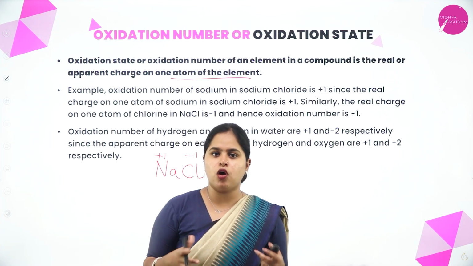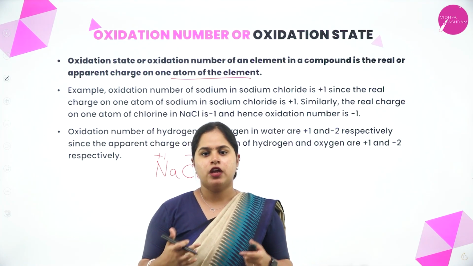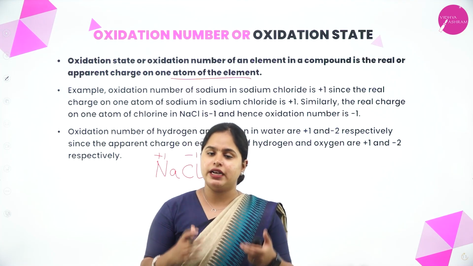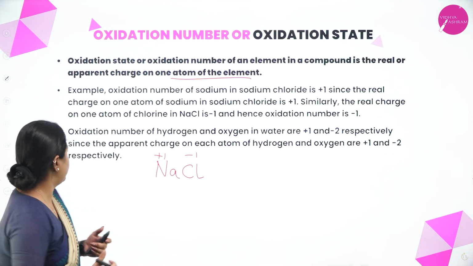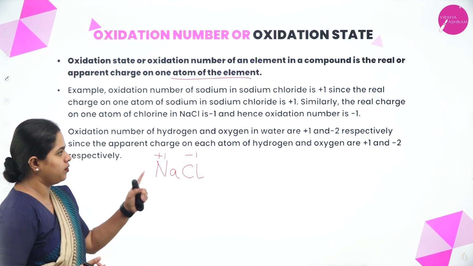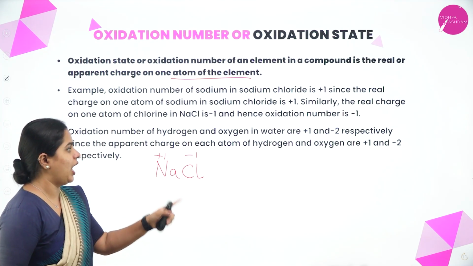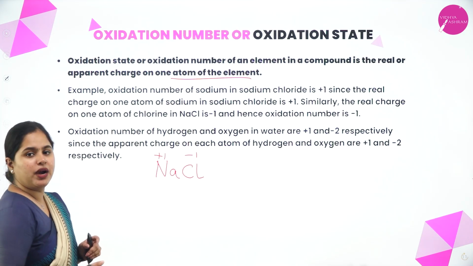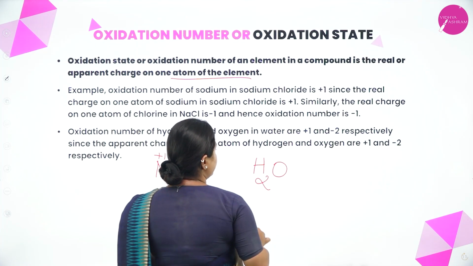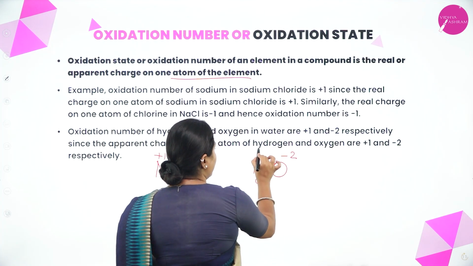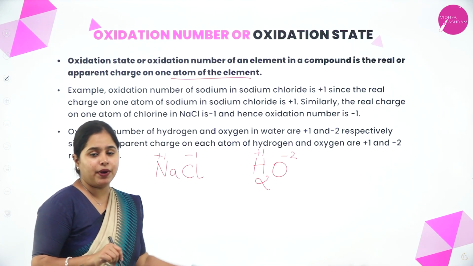So how can you determine all this oxidation number or oxidation charge? It is based on a set of rules. Once you are clear with the set of rules, we can identify or calculate the oxidation number for any atom given in a compound, right? So oxidation number of hydrogen and oxygen in water are +1 and -2 respectively, since the apparent charge on each atom of hydrogen and oxygen are +1 and -2 respectively. So in water, the charge on oxygen is -2 and on each atom of hydrogen is +1. So that is the apparent charge given here.